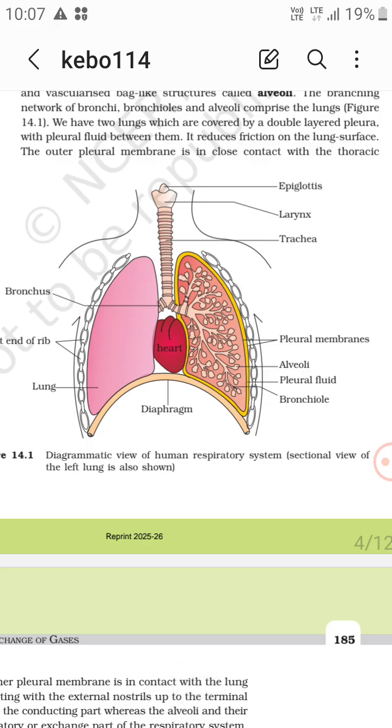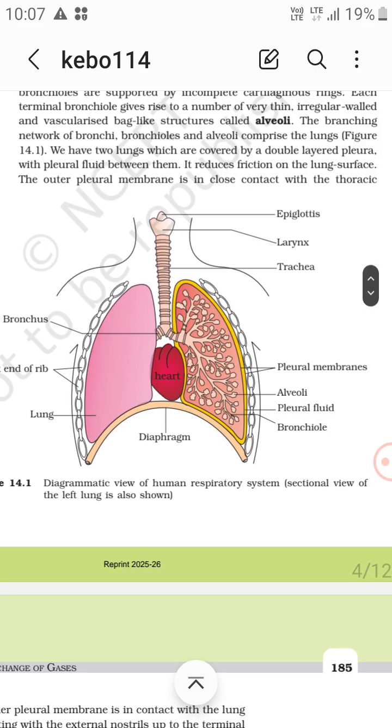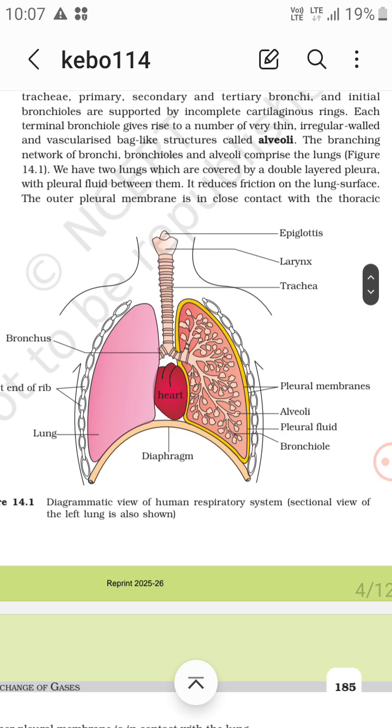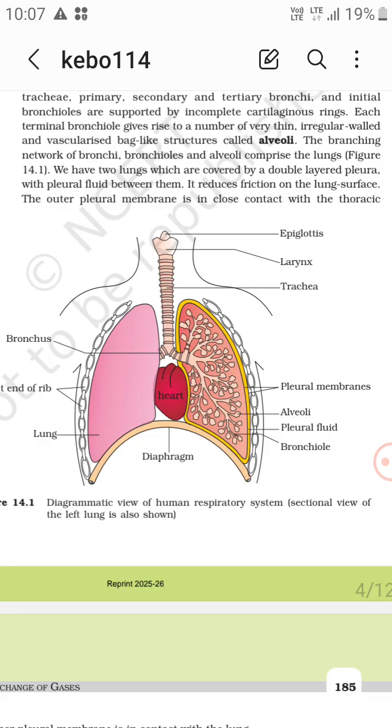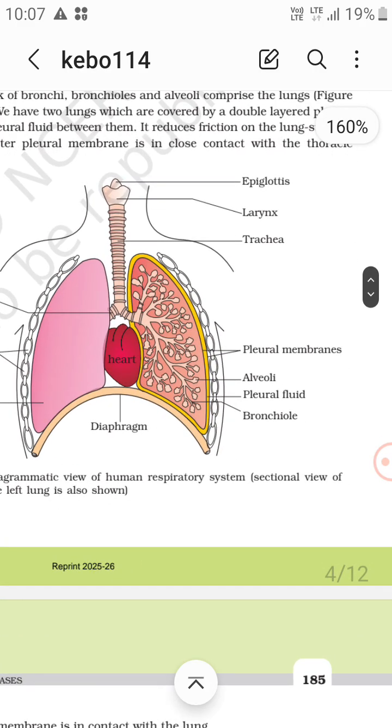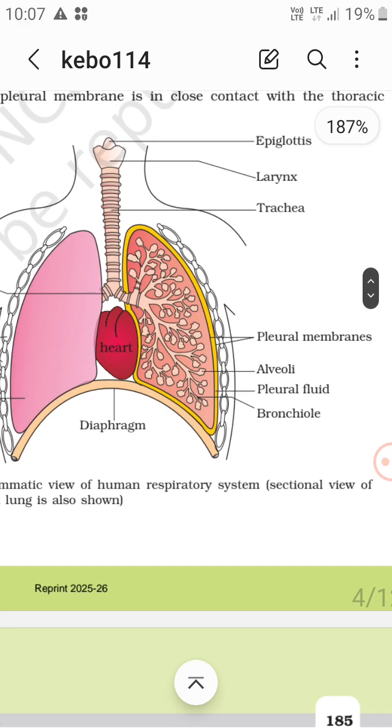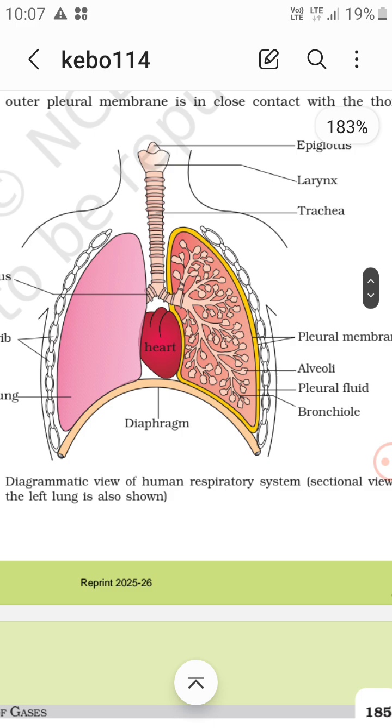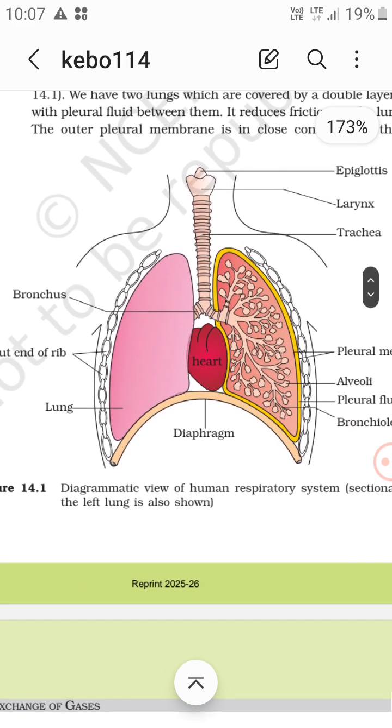Then there are the terminal bronchioles. And the conducting part is from the external nostril to the terminal bronchioles. So I also did your revision in here. I made you revise it again, so you have revised it about two times.